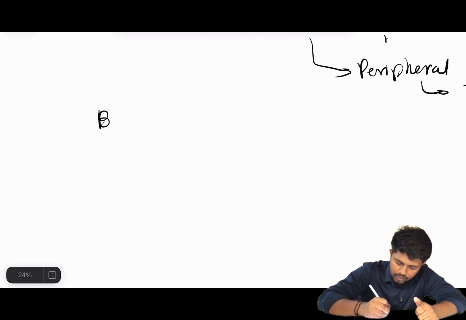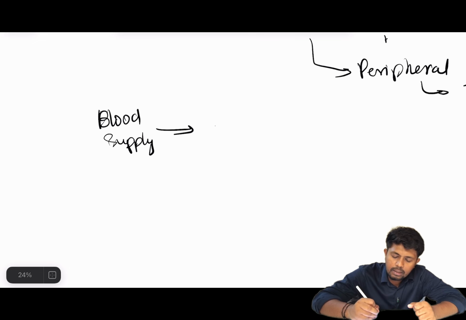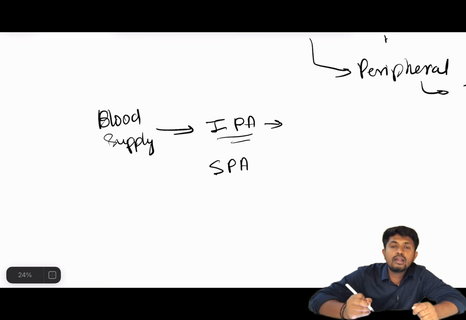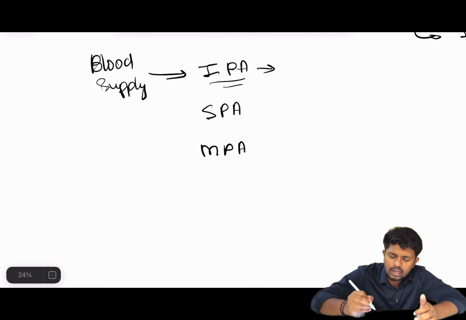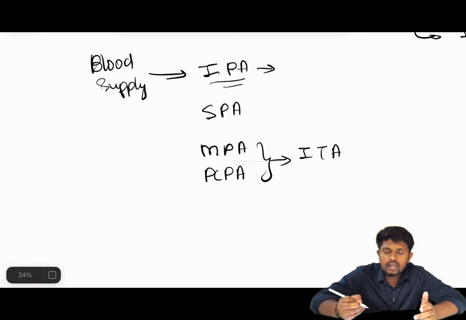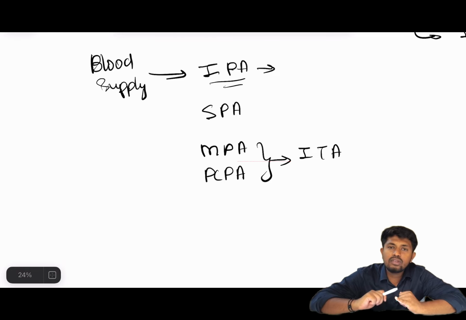Similarly, the blood supply to the diaphragm is mainly by the inferior phrenic artery, which is the first branch of the abdominal aorta. Then the superior phrenic artery, which is the last branch of the descending part of the aorta, and it is also supplied by the musculophrenic artery and pericardiophrenic artery. These are parts of the internal thoracic artery. So the inferior phrenic artery gives the majority of the blood supply, then the superior phrenic, musculophrenic, and pericardiophrenic arteries.